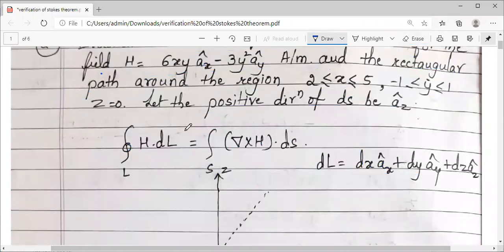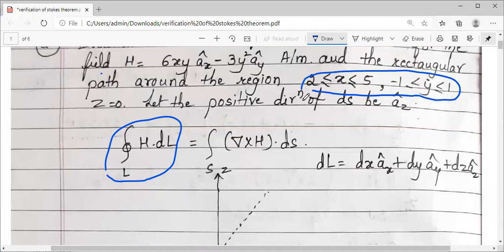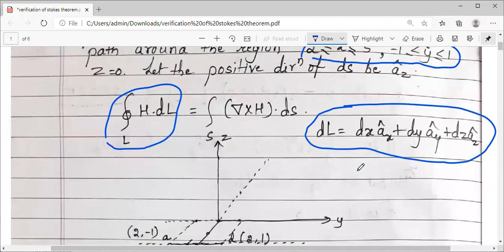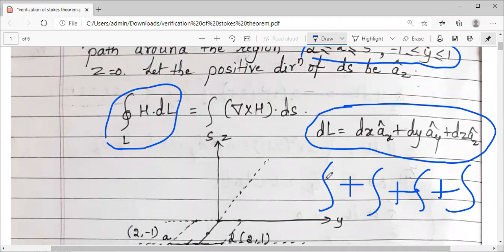Now let us start with the LHS. How to calculate LHS? For that, where to locate the rectangular path is important. So let us do that. Just for your reference, I have written what DL is in the rectangular coordinate system. We have already used this. In today's class also we have taken a DL. Remember, for a loop we have calculated 4 integrals. In some integrals we have taken dx, in some we have taken dy, depending upon which coordinate is varying.